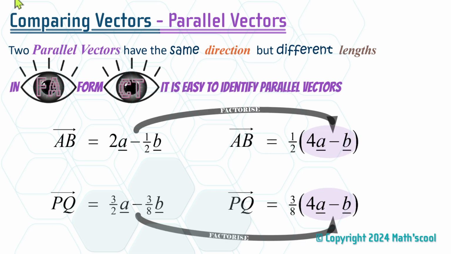So when you factorize them, what you notice is the bit inside the brackets is identical. And that tells you that they're parallel vectors. So that immediately tells you they're parallel vectors. And then the next thing here, the half and the 3/8 tells you the change in the length.